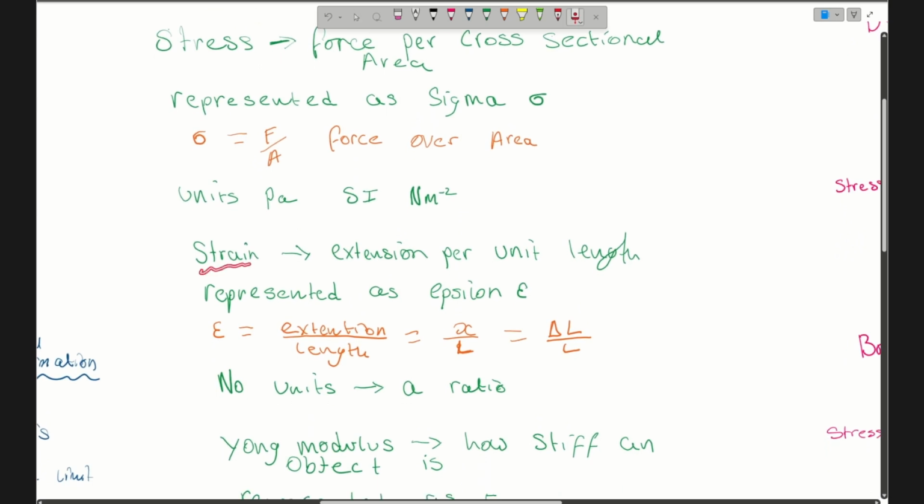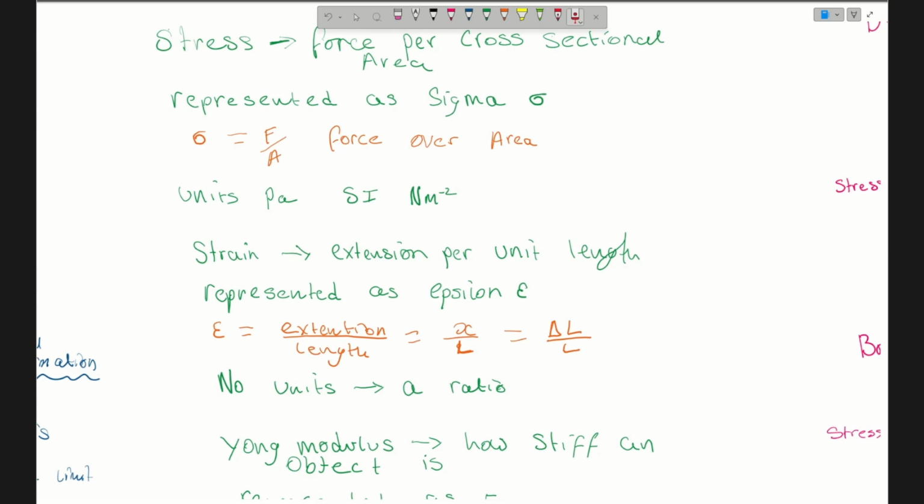Then something else we need to know is strain, which is extension per unit of length. It's represented as another Greek character, this time epsilon. It is a backwards 3, essentially. Quite a hard character when you first go to draw it, actually.